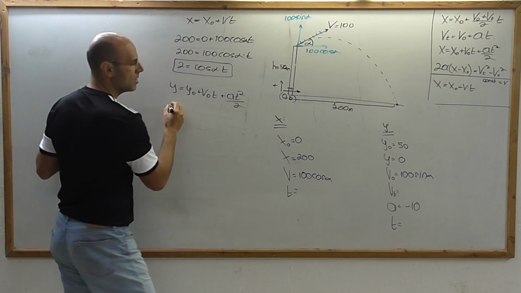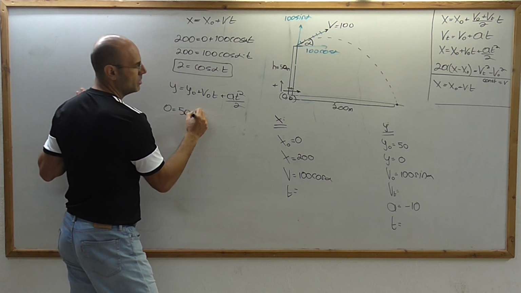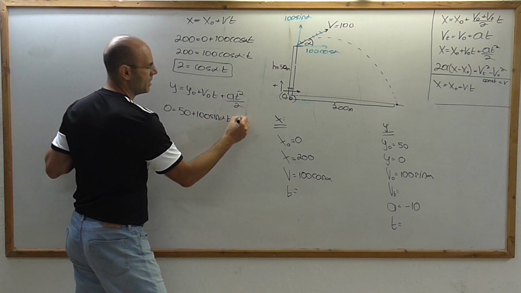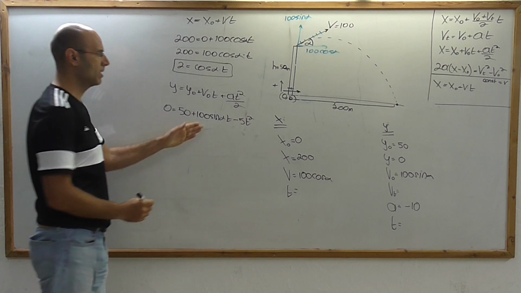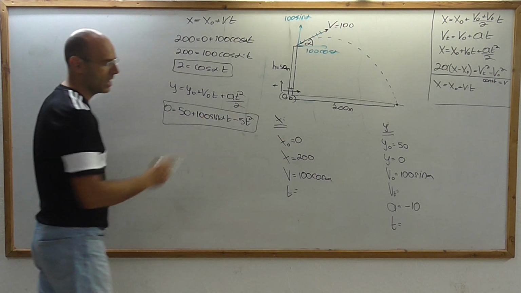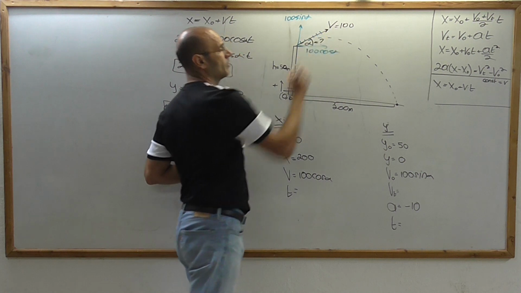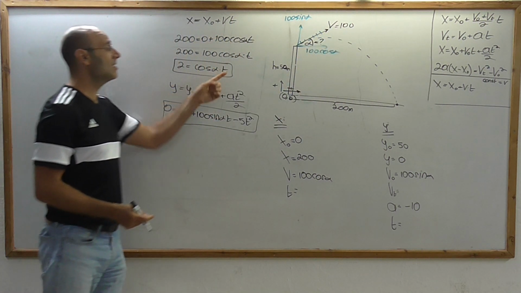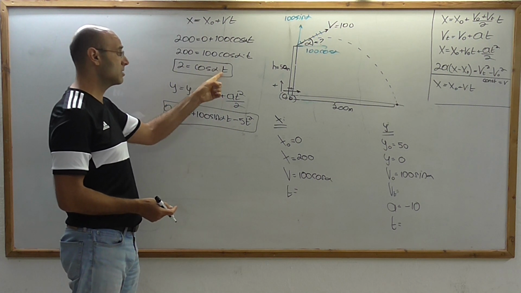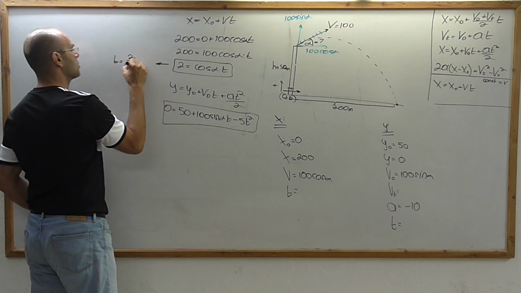Okay, let's put numbers. 0 equals 50 plus 100 sine alpha t minus 5t squared. This is what I know from the y-axis. Now, the question was to find the alpha. So again, the t is what helps us to solve these problems. Let's isolate it from here and put it there. So I know that t equals 2 over cosine alpha.